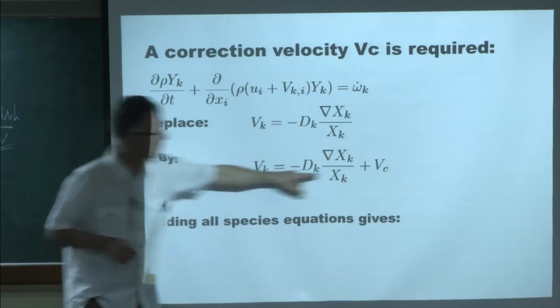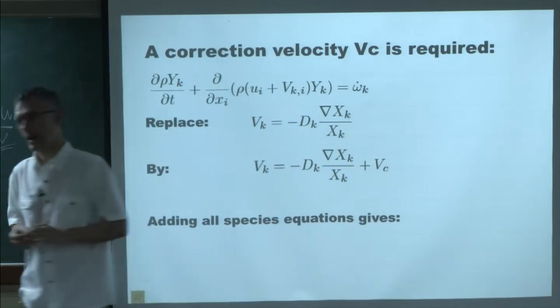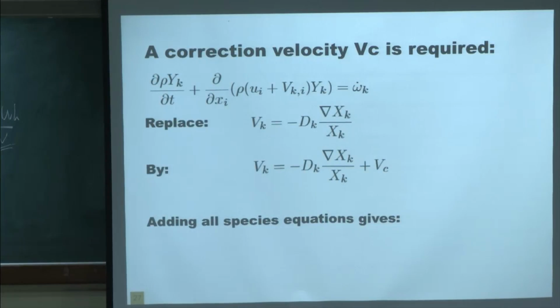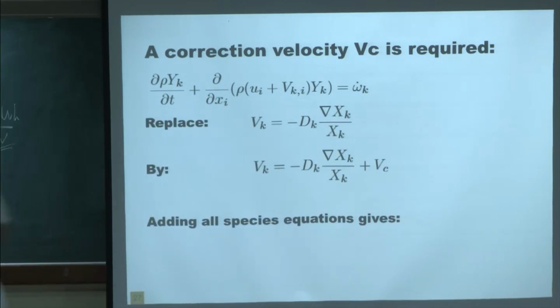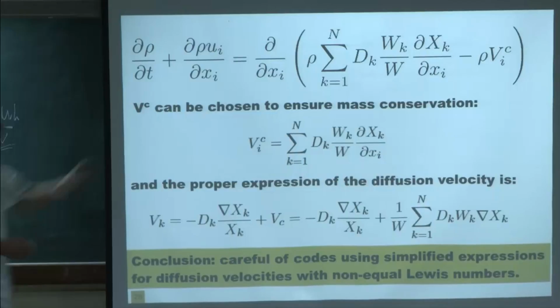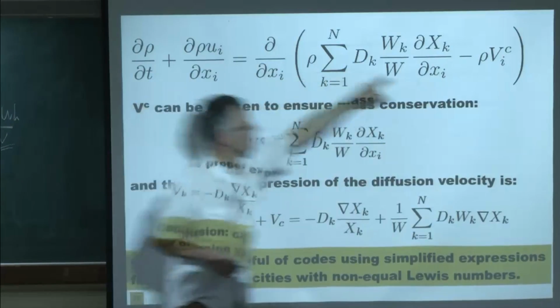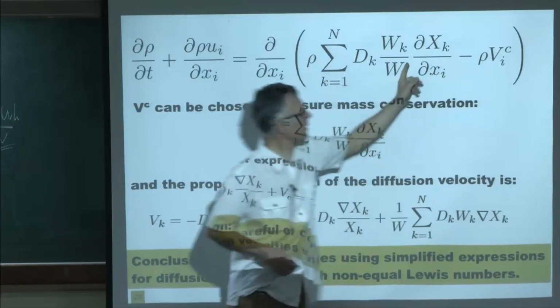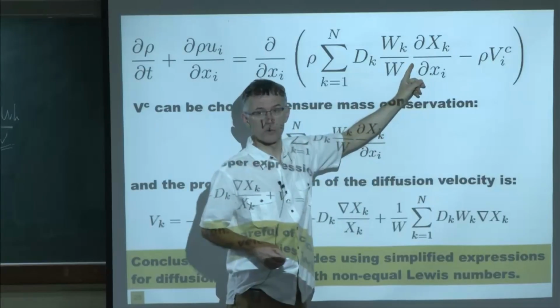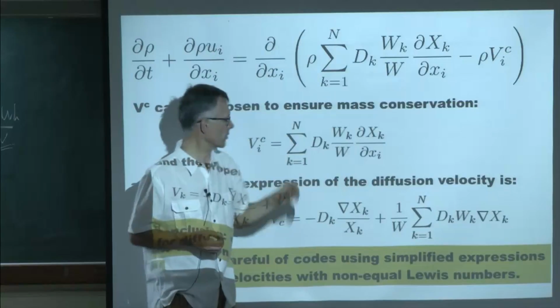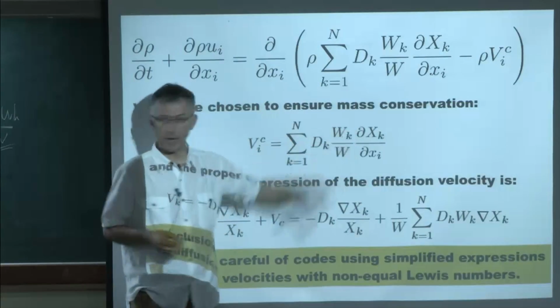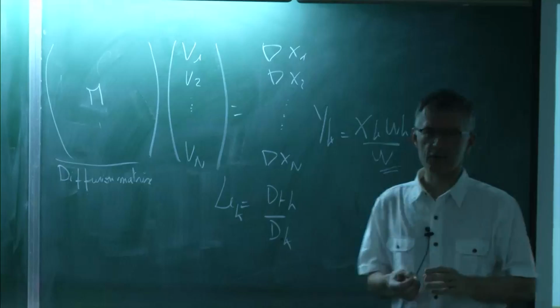this one, where here you add a correction velocity. And this correction velocity is there to satisfy mass conservation. So you replace this expression by that one, and you choose VC so that when you sum this thing, the velocity of correction here balances this term here, which is due to the approximation, due to the Hirschfelder formulation. So you write VC equal that at each point, each time step, so that you conserve mass.